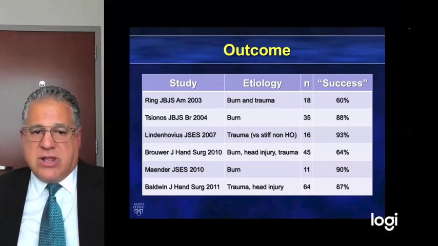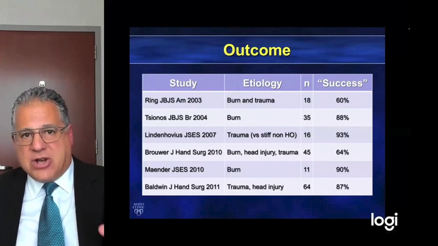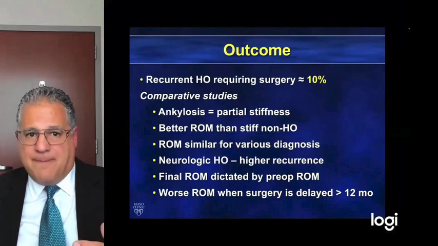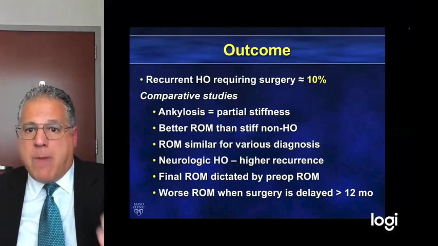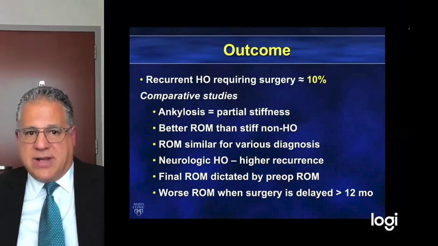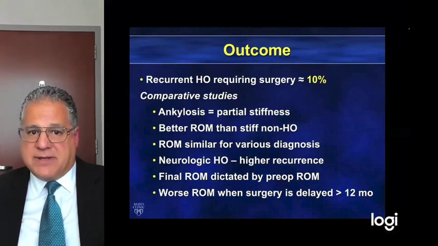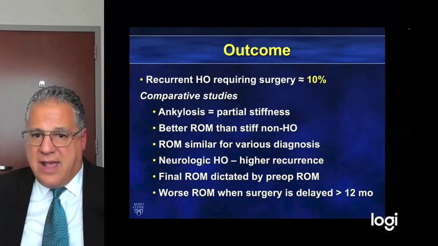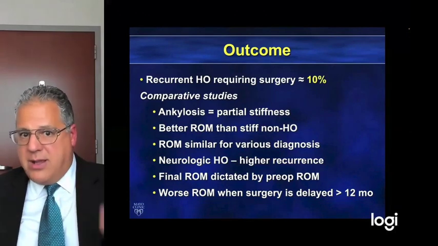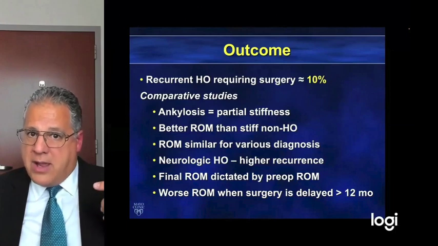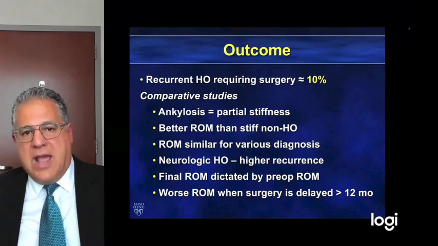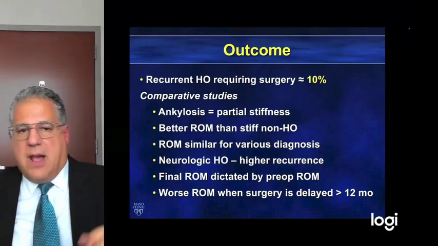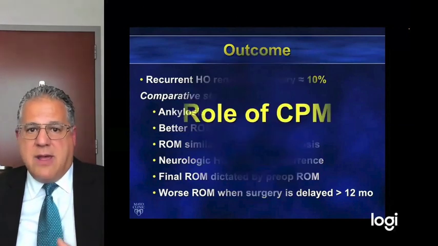And the outcome of this operation is actually difficult to tease out because many of the papers mix a combination of HO after trauma, burns, and an injury to the central nervous system. But in general, if you compile all the papers, the risk of HO coming back again after removal is about 10%. And interestingly, the final outcome is very similar if the patient had ankylosis or partial stiffness. Range of motion is actually better than in the stiff non-HO elbow, and the motion in the end is actually similar for the different diagnoses, although the chance of recurrence is higher with neurologic HO. There is a correlation between preoperatively and final range of motion, and motion seems to be worse if surgery is delayed more than 12 months.